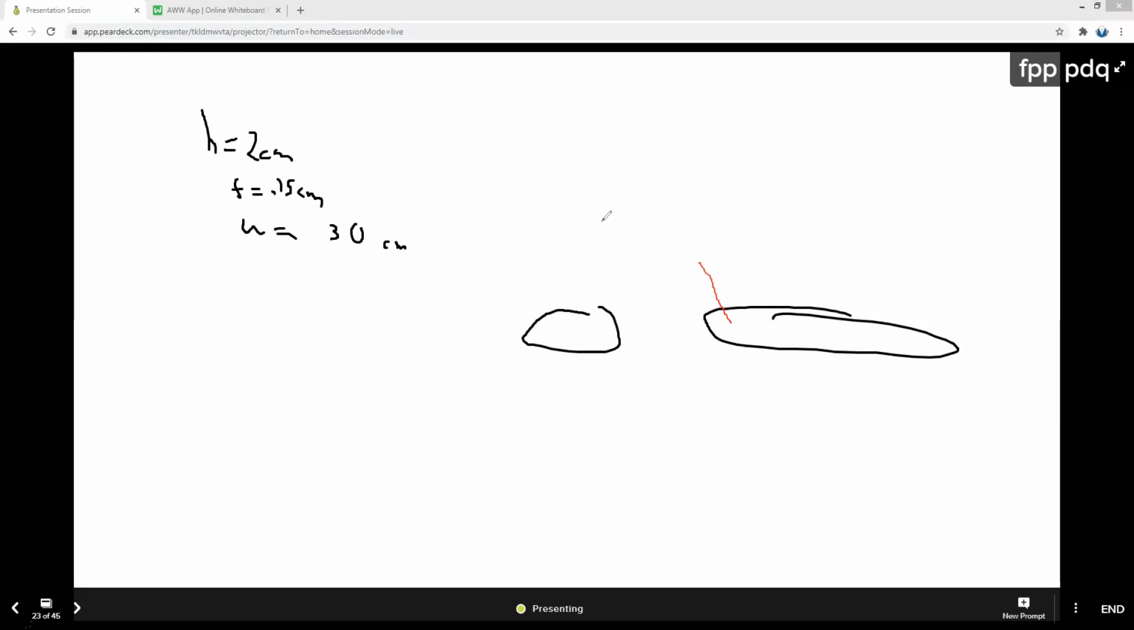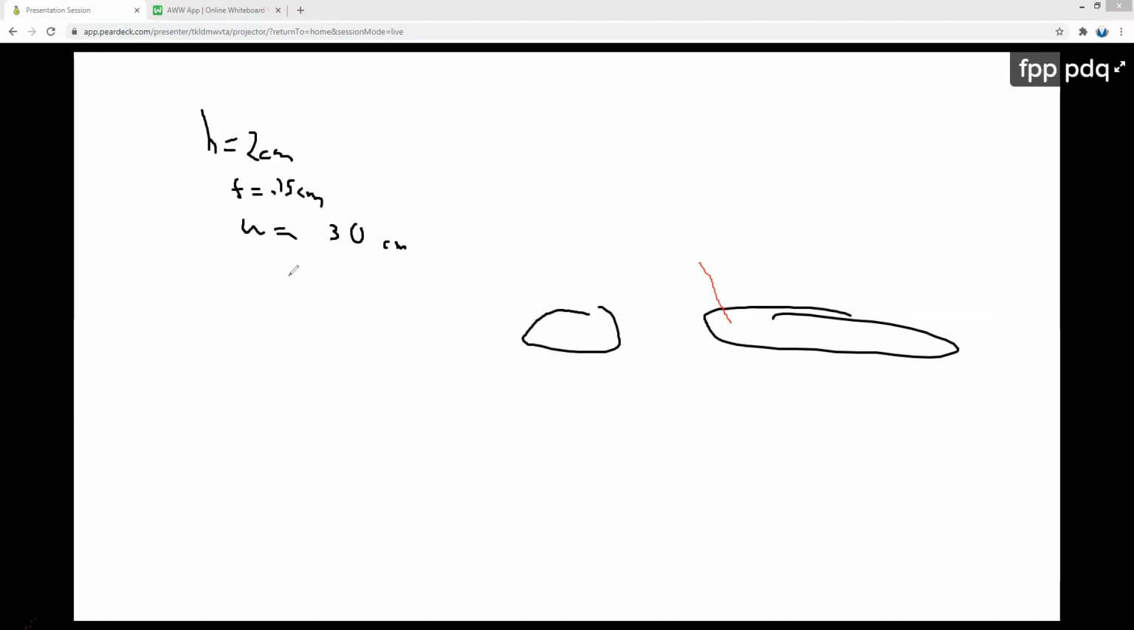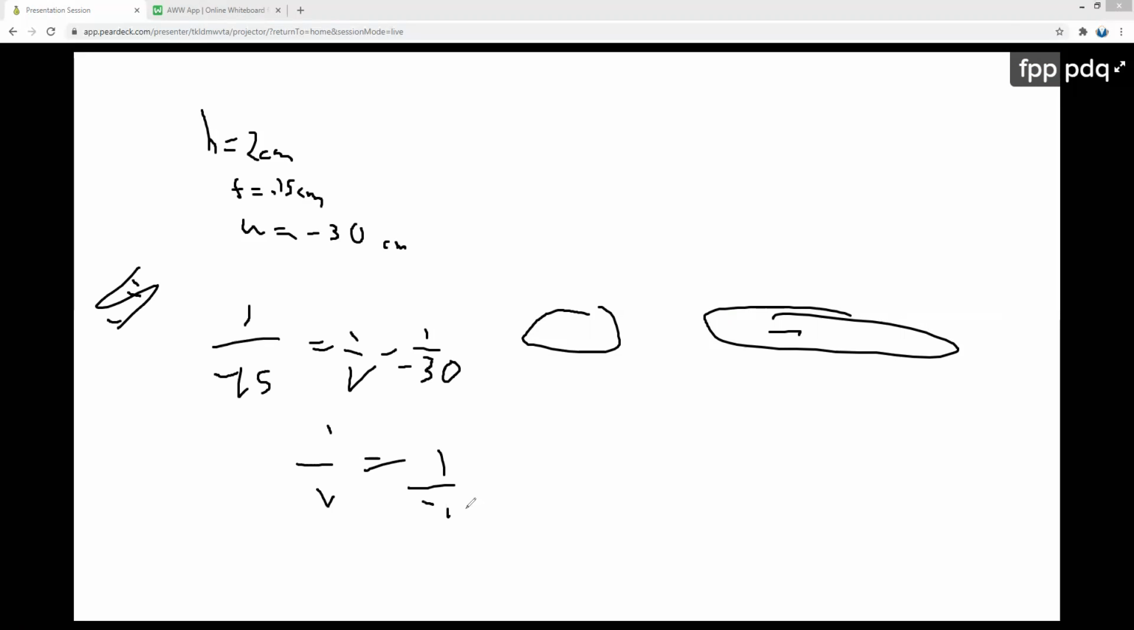Okay, anyway, 1 by minus 15 is equal to 1 by v minus 1 by minus 30. So we have 1 by v is equal to 1 by minus 15 plus 1 by 30. So everyone find till here?